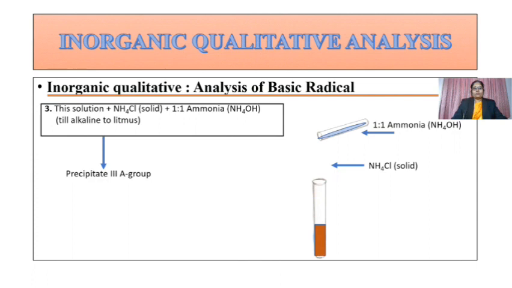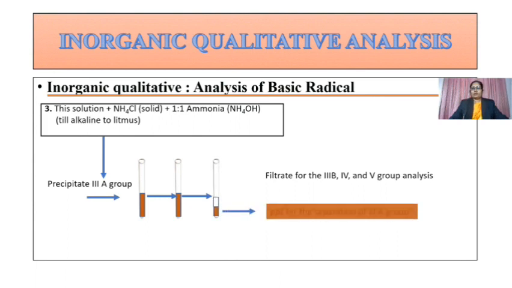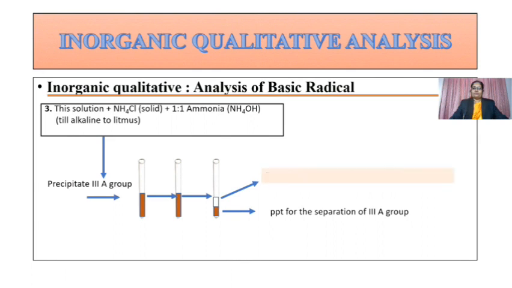Now take this precipitate and centrifuge it. After the centrifugation, you will get two parts, that is precipitate and filtrate. Use the precipitate for the separation of third A group radicals and the filtrate for the analysis of third B, fourth and fifth group radicals.